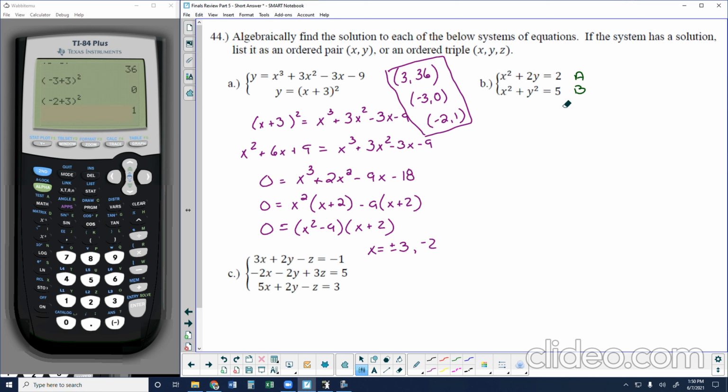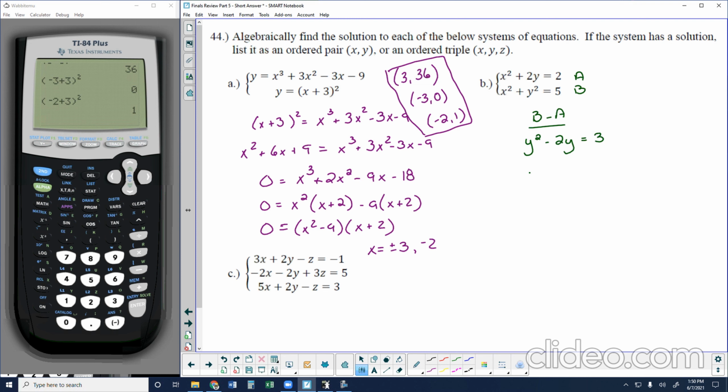I'm not going to graph this, so I'm not going to worry about getting y by itself. I'm actually going to do elimination. I'm going to subtract a from b here. So I'm going to take b minus a. So this would be x squared minus x squared, which gives me 0. Y squared minus 2y, which can't really be combined, so I just leave that as y squared minus 2y. And then equal to 5 minus 2, which is 3.